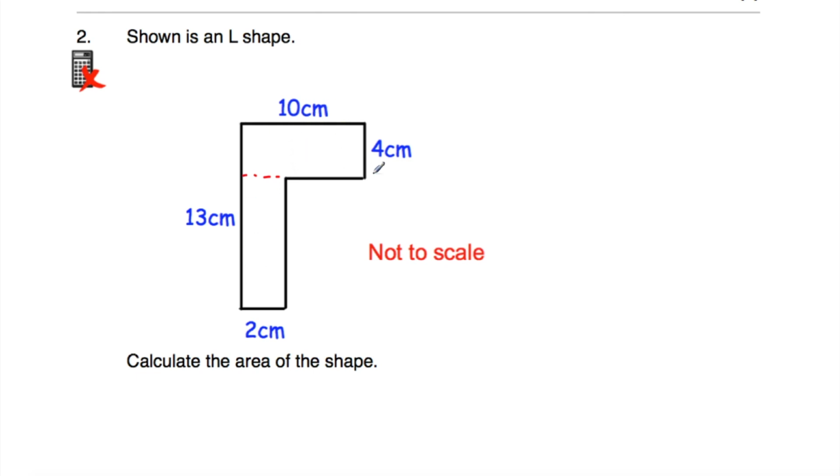Now here we've got this rectangle here. In terms of this rectangle at the top, its length is 10 and its width is 4. So 10 multiplied by 4 would be equal to 40 centimeters squared. So that means the area of this part is 40 centimeters squared.